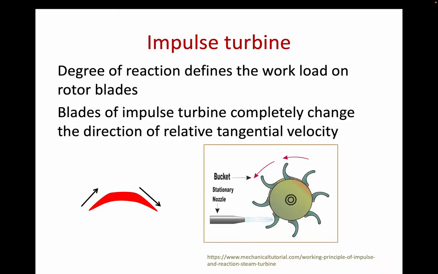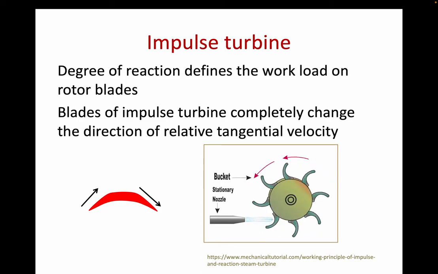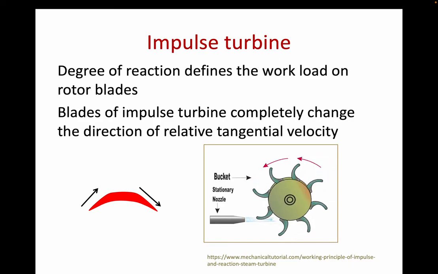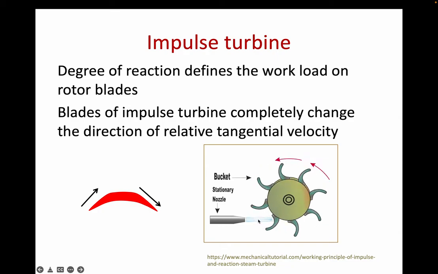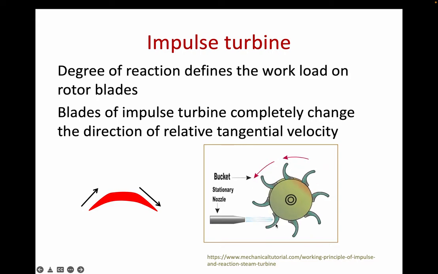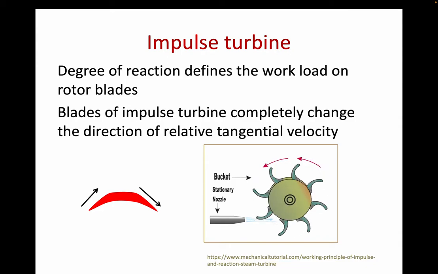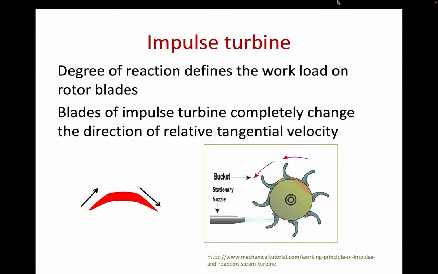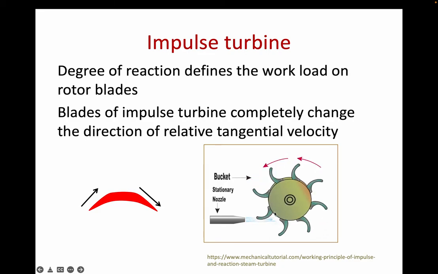So what we understand about the degree of reaction is that it defines how much workload the rotor blade takes and how much workload the stator blade takes. So blades of an impulse turbine are in the form of a bucket. So as you can see over here, if there is a jet of water coming and hitting these bucket shaped blades, they basically push the bucket shaped blades, and as a result the shaft of the turbine starts turning.